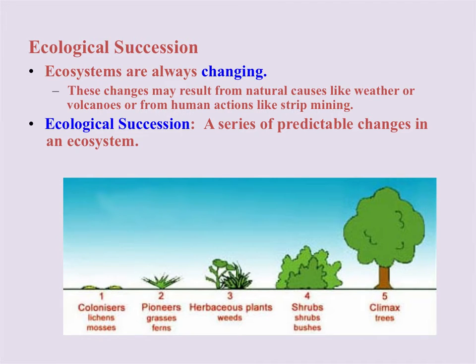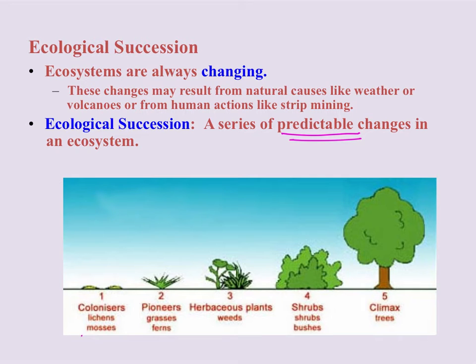So that brings us to ecological succession. We've wrapped up biomes now, and we're going to talk about ecological succession. Ecological succession just describes predictable changes in an ecosystem. These changes are very predictable. Now ecosystems are always changing. Sometimes it's natural causes like weather and volcanoes, and sometimes it's from human actions like strip mining, deforestation, or whatnot.